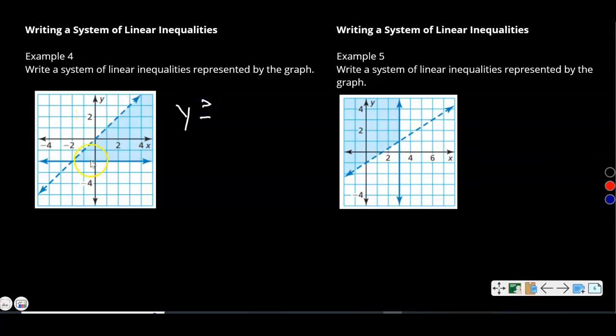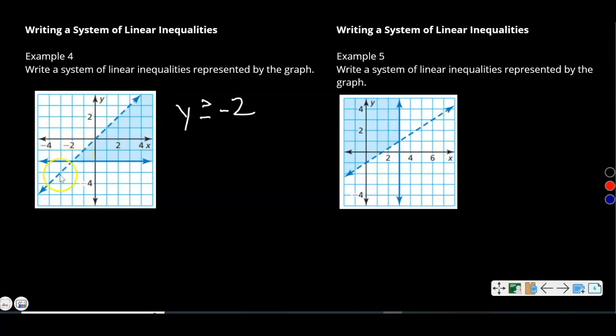All right, y greater than or equal to, and we said this is our x-axis, -2. So this one doesn't have a slope. So it's simply y greater than or equal to -2.